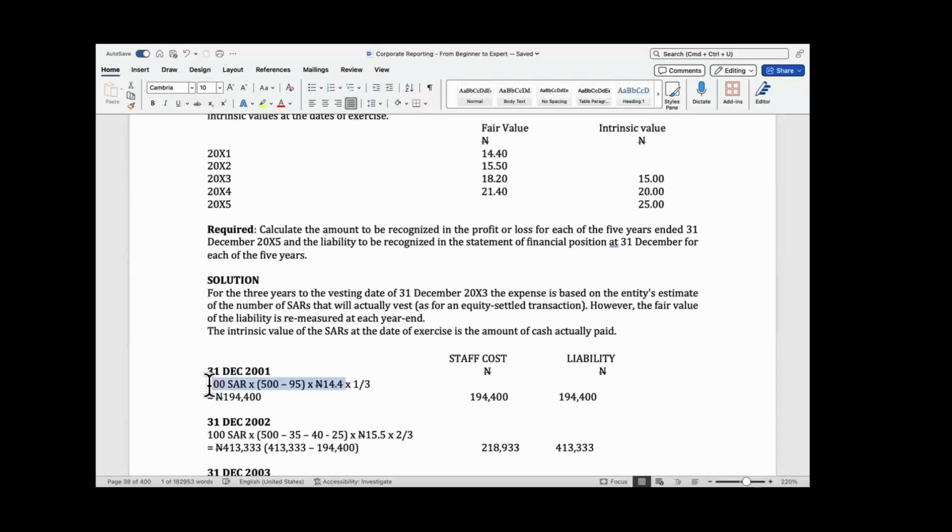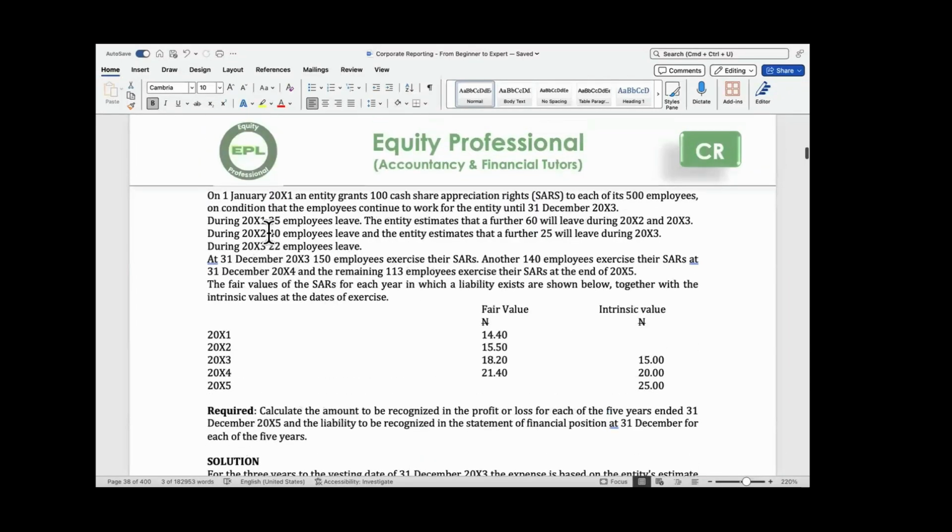Whatever you get is the value of that option. We cannot recognize the entire value in year 1. We will need to spread it over the vesting period, which is 3 years. That's why you multiply it by 1/3. That gives us 194,400. With this value, we debit staff costs, we credit liability. Similar to what we have done in equity settled. Nothing has changed here.